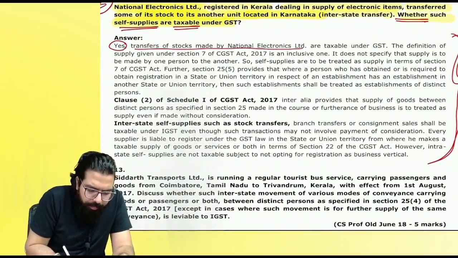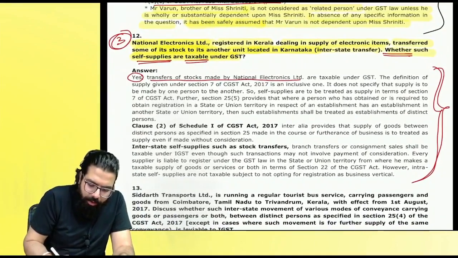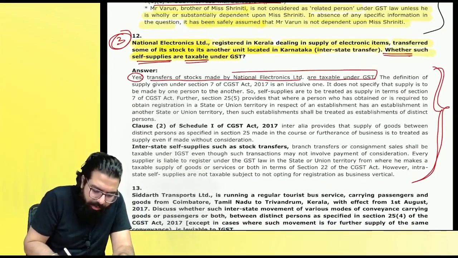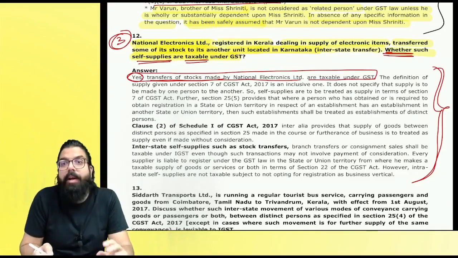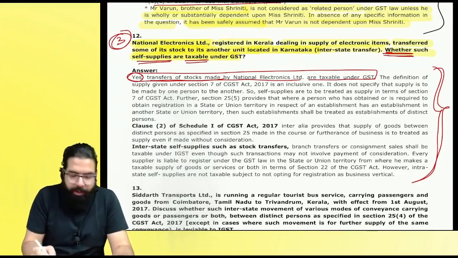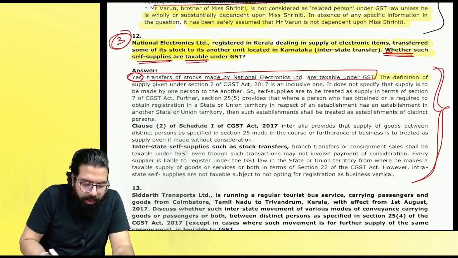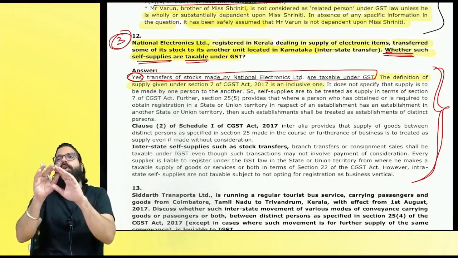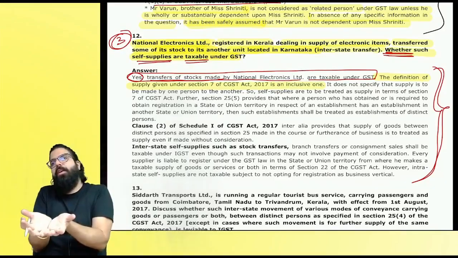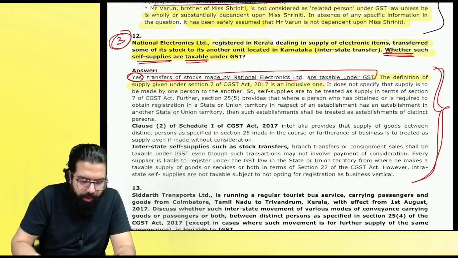Transfer of stock made by National Electronics are taxable under GST. This is the first line they have told, because they have asked whether such transfer will be taxable or not. Can I go ahead, everyone? Then they have gone ahead and told the definition of supply, and section number 7 is an inclusive one, because it has gone ahead and told these are the things which are included. Can I go ahead, everyone?